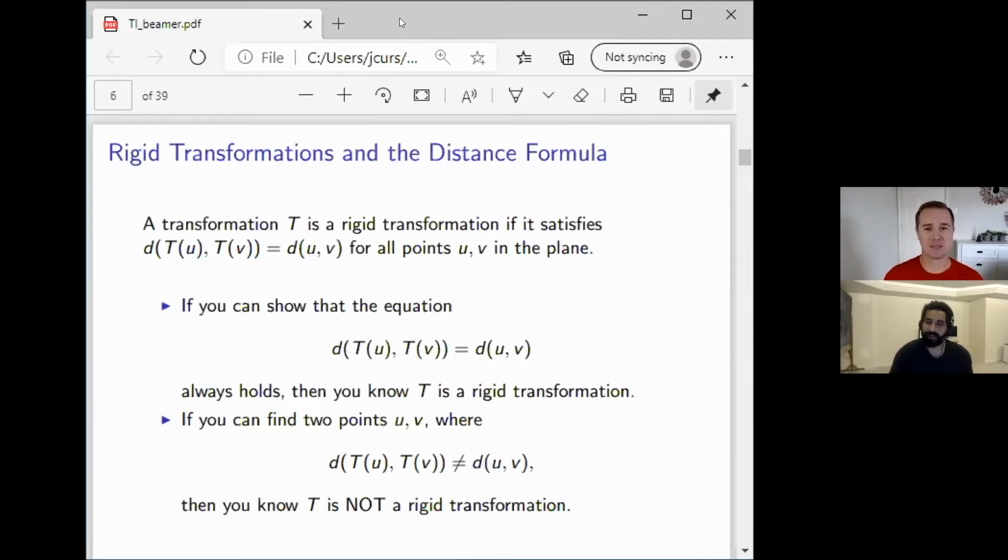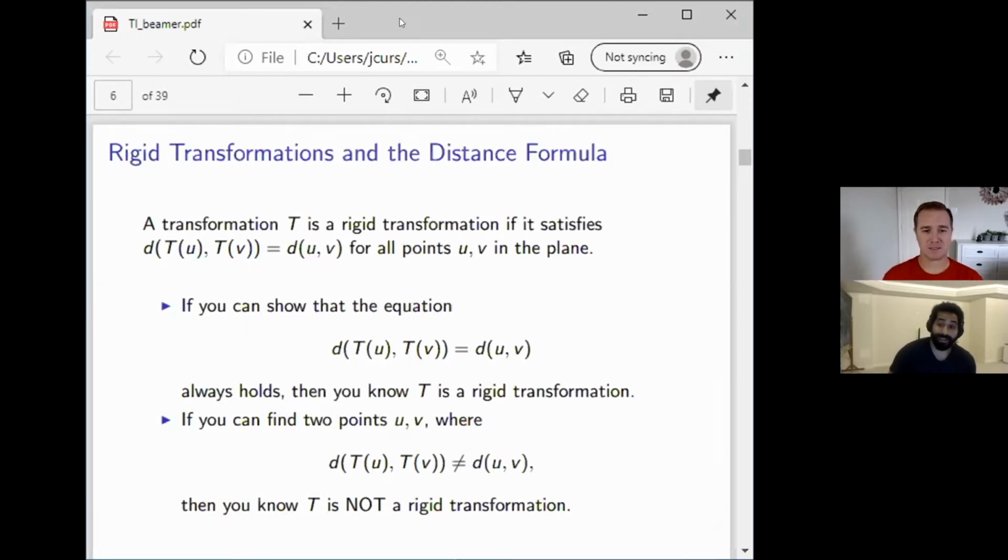Right. So a rigid transformation is not just any sort of transformation T, but it's one where the distance between two points U and V and the distance between the points they get transformed to is the same for any two points in the plane. And so if you want to ask yourself, okay, I have some transformation, how do I know if it's a rigid transformation? One way to check algebraically is to just try to show that the distance between two transformed points and the distance between the original points is the same, then you know that you have a rigid transformation.